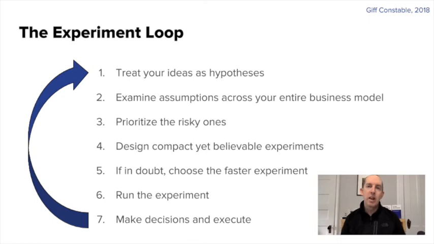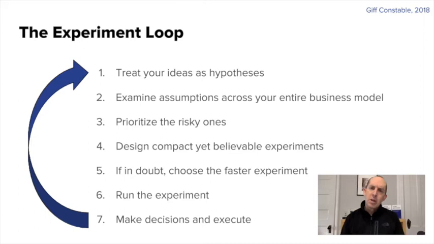The next concept I wanted to get across is the experiment loop. It's just a set of cyclical processes that you go through. The first is that you treat your ideas not as facts, but as hypotheses, or if you want to frame it, as assumptions. The next thing you have to do is break out those assumptions across your entire business model, not just about your product, not just about who your customer is, but also about how you're going to help make things valuable for them and make money, or whatever sort of value you're trying to derive for yourself. So you've got to think about your entire business model.